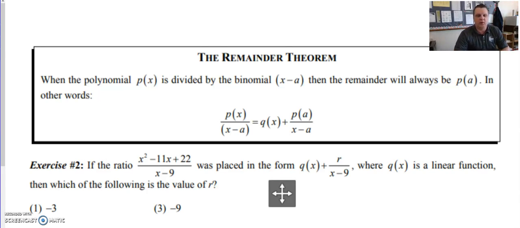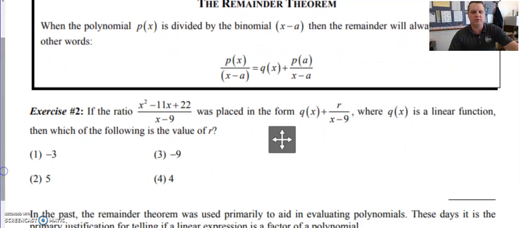What it means is that when you divide the polynomial, the remainder will always be p of a, which we just did. So that will be the remainder if you substitute in. What it also means is that if the remainder is 0, then your x minus a is a factor of the polynomial in the numerator. So when you look at the ratio in exercise 2, we're not going to force you to do it one way. There's a couple ways that you can do it.